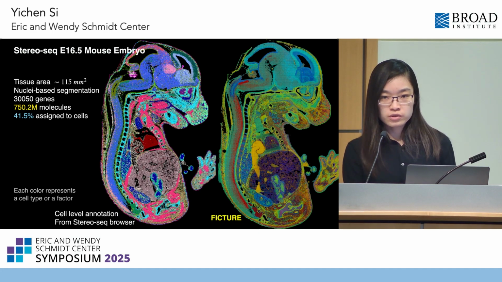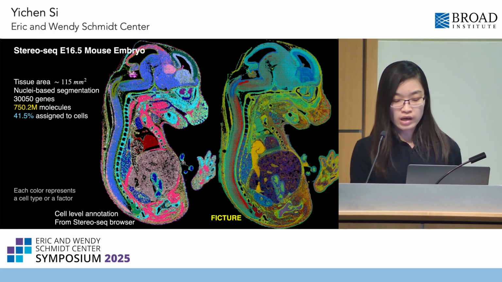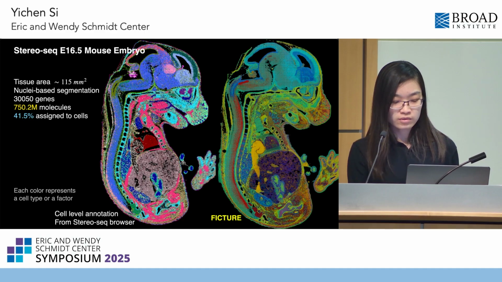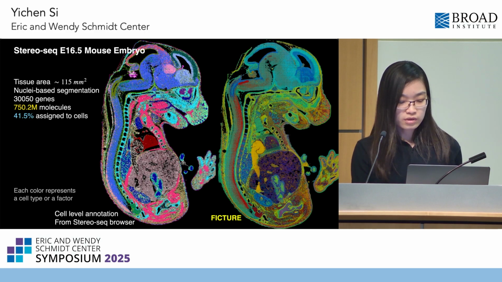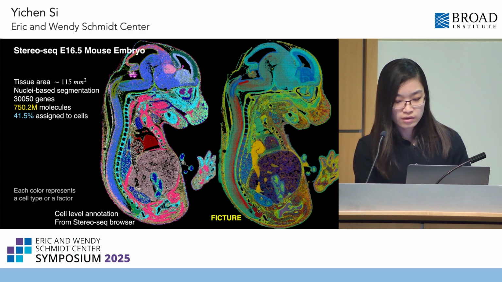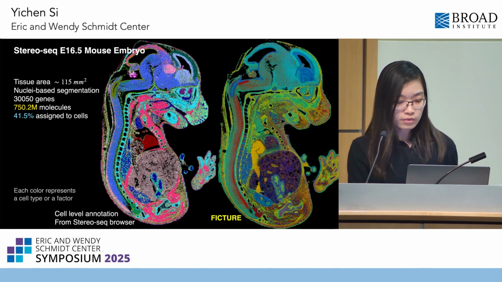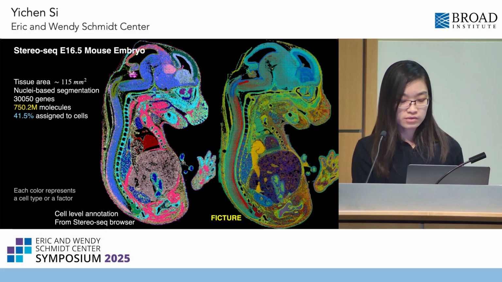Stereo-seq is a next-generation sequencing-based technology. This is a 16-day mouse embryo section. Over 750 million transcripts are captured, but only 40% of them are assigned to any cell. Because on this platform, only nuclei staining was available, so cell segmentation is very challenging. On the left is the published cell-level annotation. On the right is our unsupervised pixel-level analysis without using the nuclei information. We recover similar global structure, but with additional details.